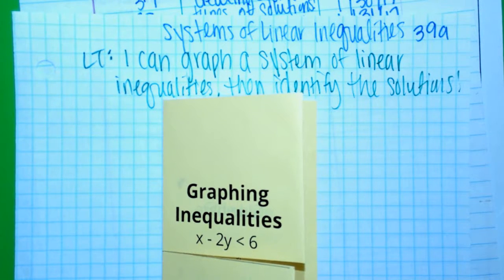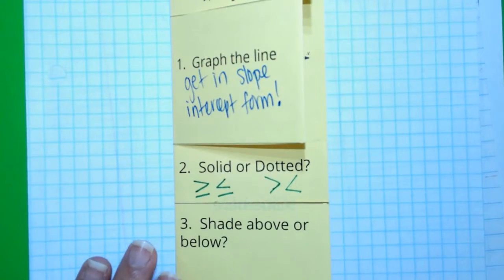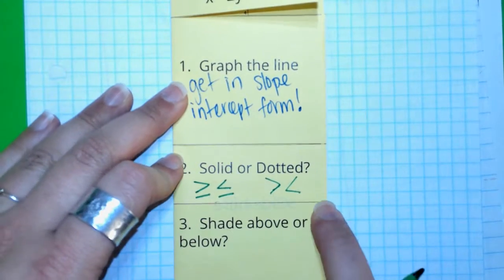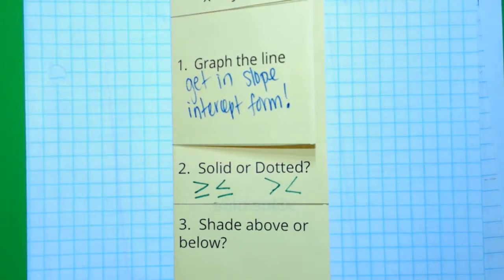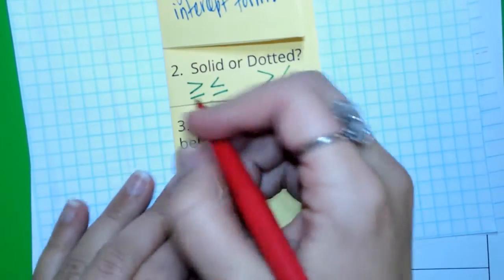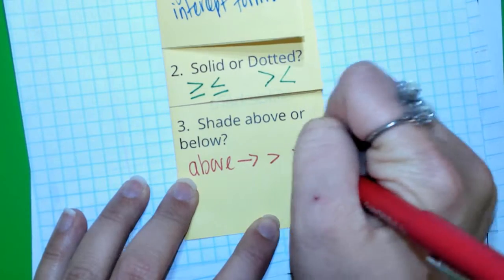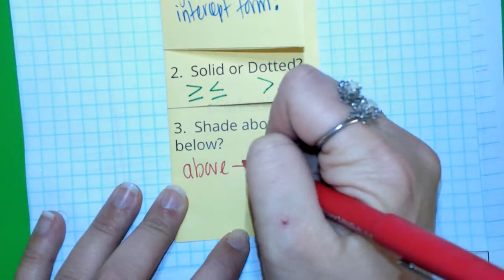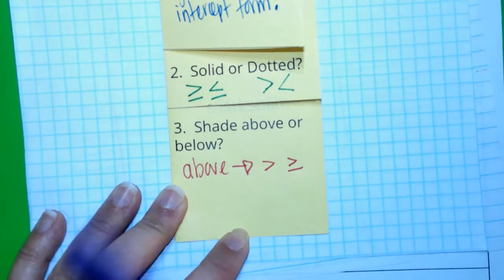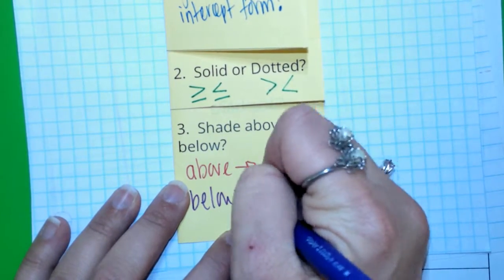I'm waiting on Emily to finish writing, and then I'm scooting up. Can y'all tell her what it says, please? So it looks like this. Now, when do we shade above? Who remembers that? When it's greater than. Take a point. Alright, so above is greater than or equal to. When do we shade below? Take a point.